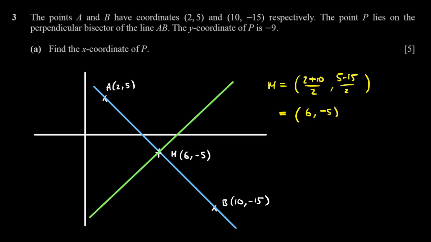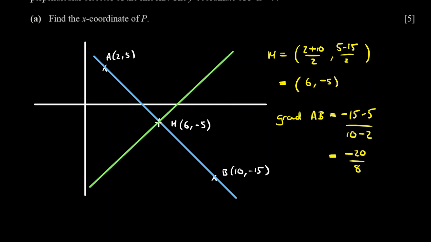Okay, then, well, we next want to find out the gradient of the line AB. So the gradient of AB. And the gradient of AB is y2 minus y1, so minus 15 minus 5 over x2 minus x1, which is 10 minus 2, right? So minus 15 minus 5 is minus 20, and 10 minus 2 is 8. We get minus 20 upon 8, or we can divide that through by 4, which gives us minus 5 upon 2, beg your pardon.